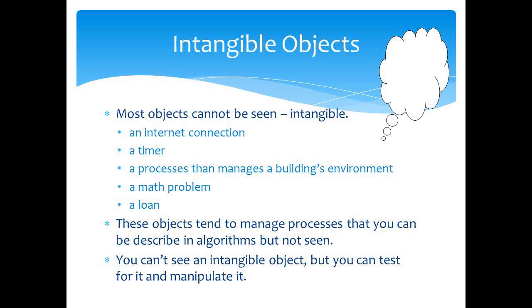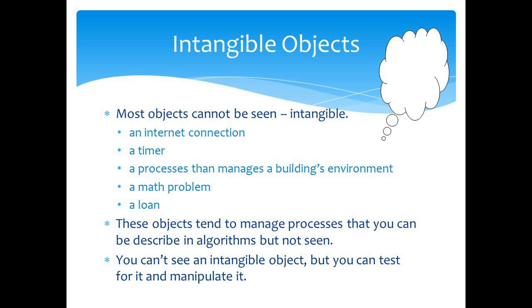Processes are common. A process that manages a building's environment, that too could be an example of an intangible object. You don't see the process that turns on a heater or that turns on an air conditioner. It just happens behind the scenes. Another example of an intangible object, which is a very common one, would be a math problem. You don't see the math problem, but you can see the results of it. You know what you have to input for that math problem. You know what the math problem has to do to get the answer, and then a math problem kicks an answer back to you. All those same things make up any kind of given object.